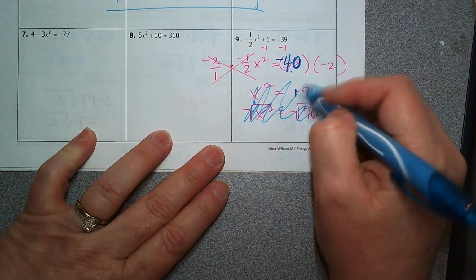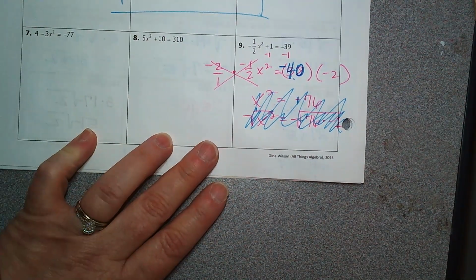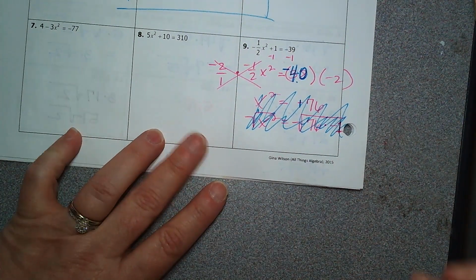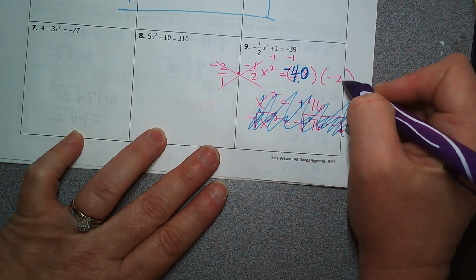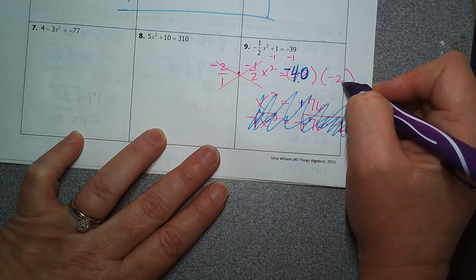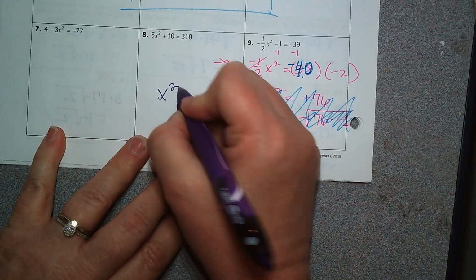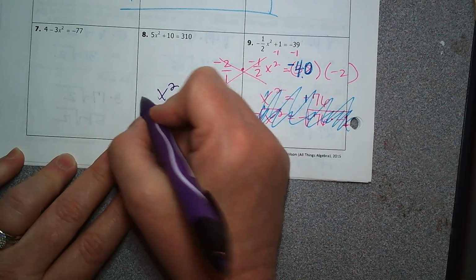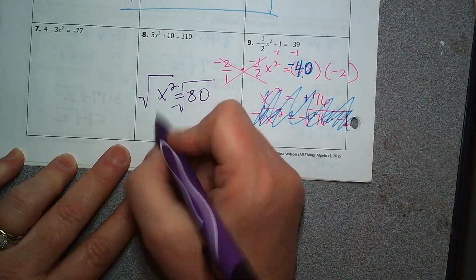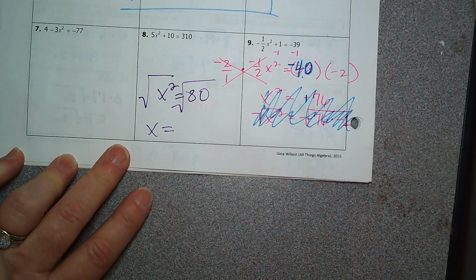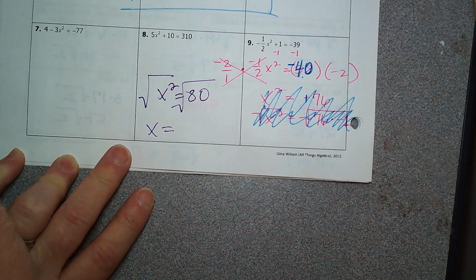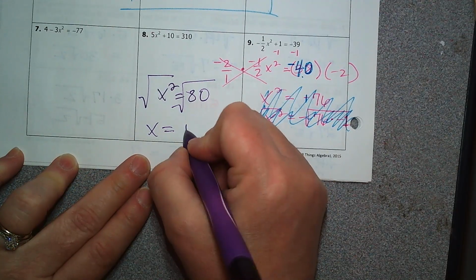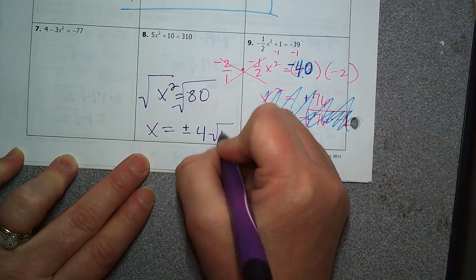Okay, I got this all wrong. Let's start over. My bad. -39 minus 1 is -40. Times -2 is 80. So x squared equals 80. Take the square root of both sides. What is the square root of 80? Plus or minus 4 square root of 5.